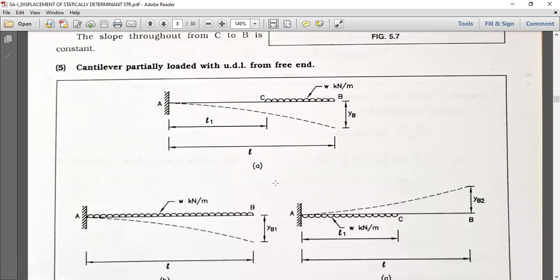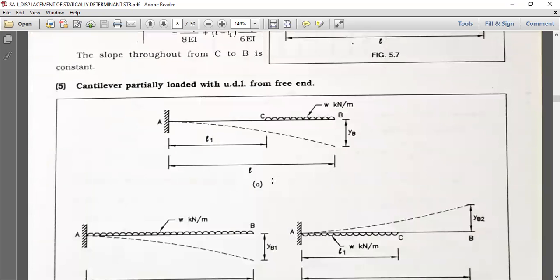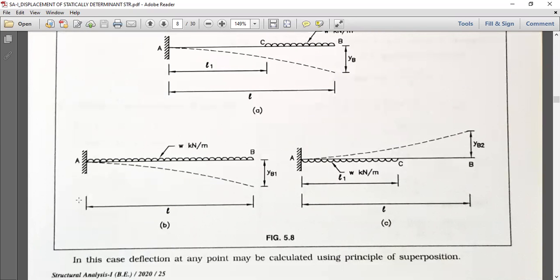Now there are some other examples in which a cantilever is partially loaded with UDL from the free end. There is A, B, L1 up to C, and after that the UDL is applicable, total length is L. Another example: total downward UDL, YB1, and the upward UDL, YB2.